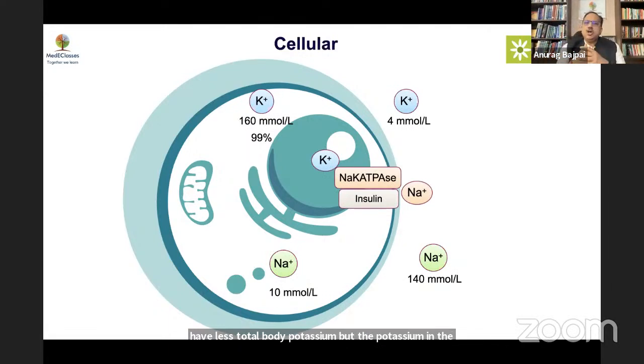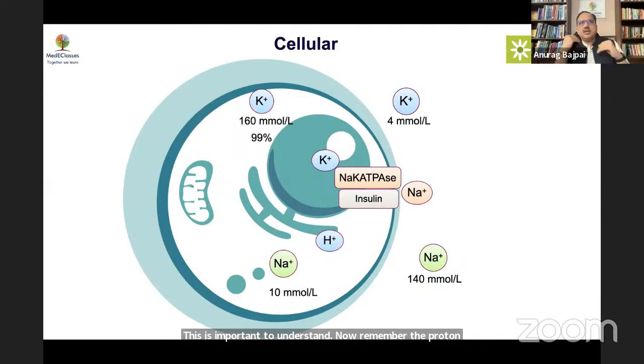And this we have discussed a lot in the setting of diabetic ketoacidosis. As soon as you give insulin, the potassium shifts inside the cell and you will have a severe hypokalemia in that perspective, and this is important to understand.